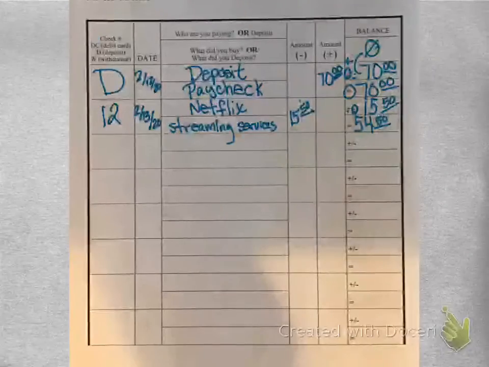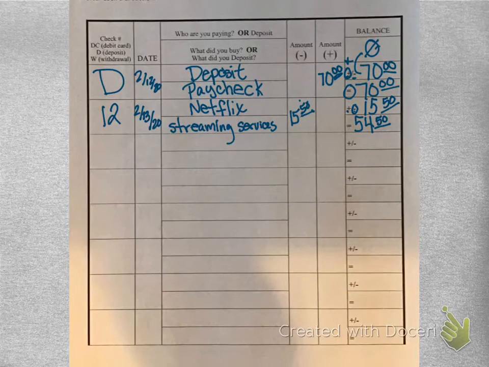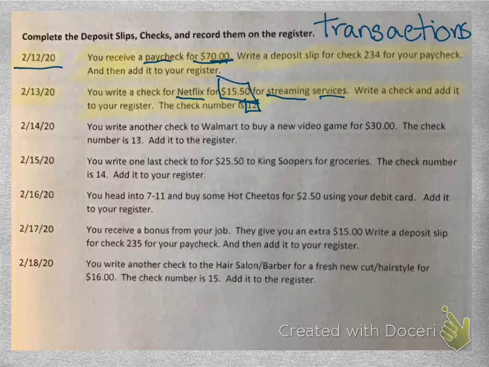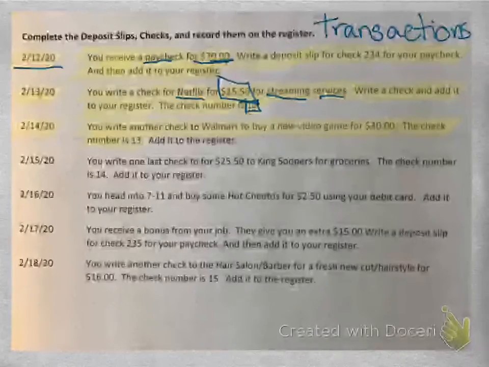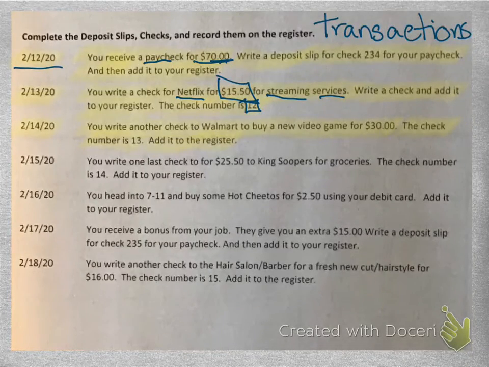So I'm going to get rid of all my little marks here. So I've got a clean register, and I'm going to go and look at my next transaction. All right, my next transaction says on February 14th of 2020, you write another check to Walmart to buy a new video game for $30. The check number is 13. Add it to the register.